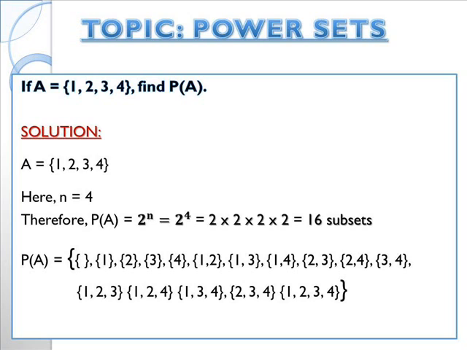Here the number of elements is equal to 4. Therefore we have 2 to the power n, that is 2 to the power 4, 2 into 2 into 2 into 2, that is 16 subsets. We will start with the null or empty set, then we will write 1, 2, 3, 4 separately, and then we will pair them together.